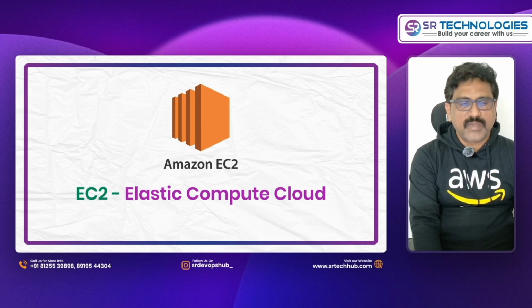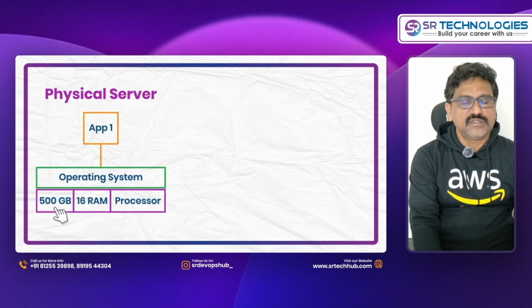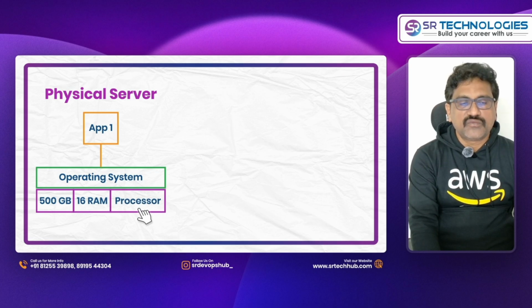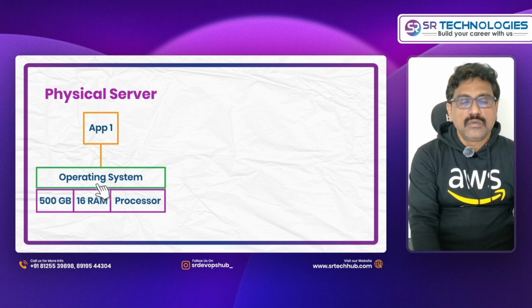If you see this example, this is the physical server. In this physical server, we have 500 GB hard disk and 16 GB RAM and processor. On top of this hardware, we need to install operating system. It can be anything. Operating system can be Linux or it can be Windows as per the requirement. Also, we can run only one application on top of this physical server.